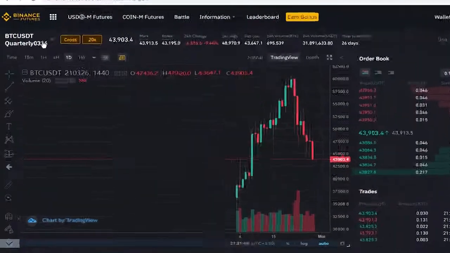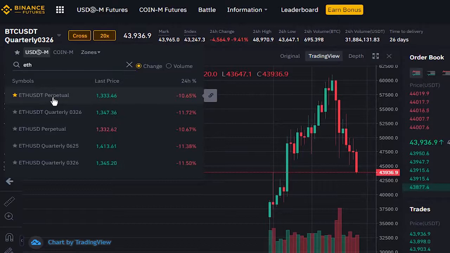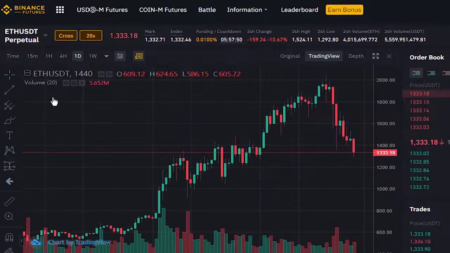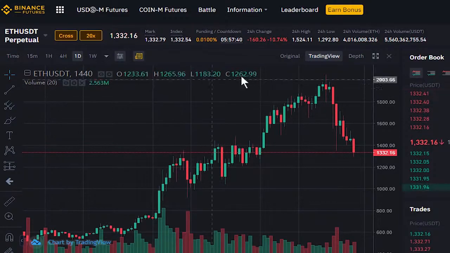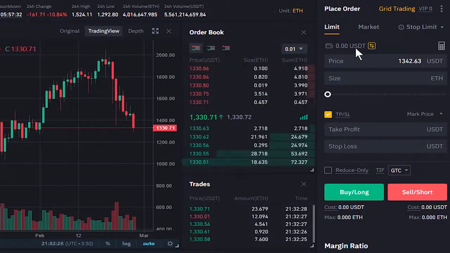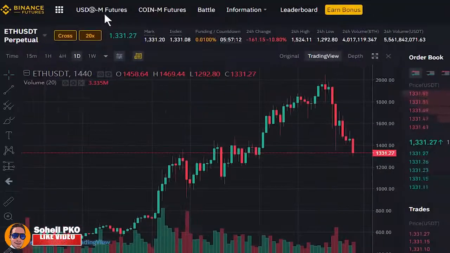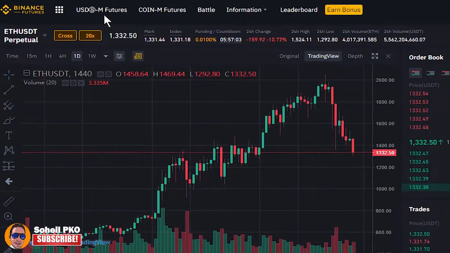For another example, let's search Ethereum, ETH. Here it is. This is the ETH USDT perpetual contract. And because this is USD margin futures, everything is based on USDT. And as you can see here, we need USDT to trade this ETH USDT perpetual contract. So for USD-M futures contracts, you need stablecoin as collateral like USDT or BUSD, as I just explained in the examples. And your profit and loss is denominated in USDT or BUSD, for example.